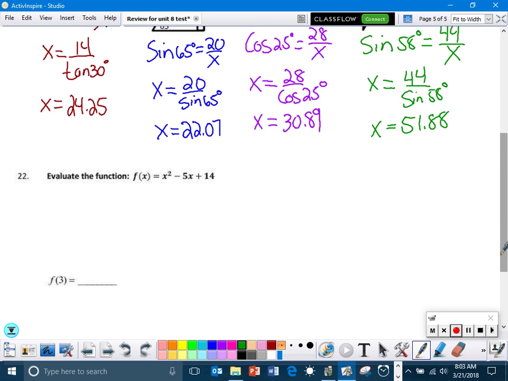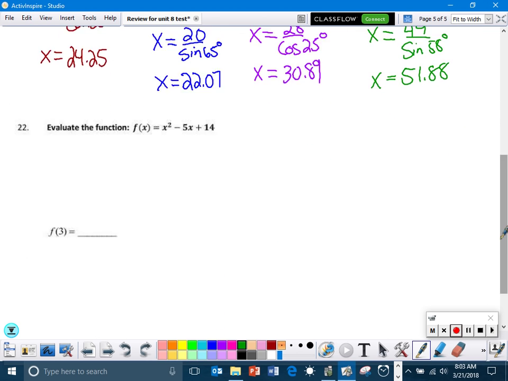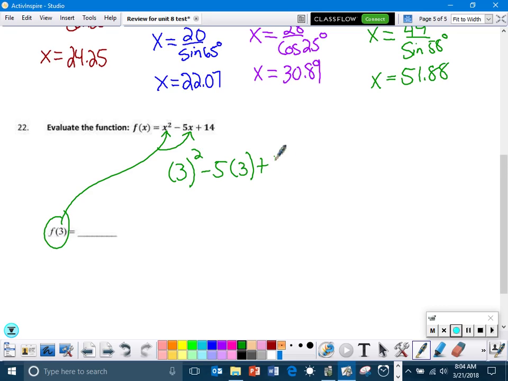Okay, and last, probably the easiest one on the whole test. Find f of 3. So that simply means plug the 3 into x. So please use parentheses. 3 squared minus 5 times 3 plus 14. Type that into the calculator and you end up getting 8.